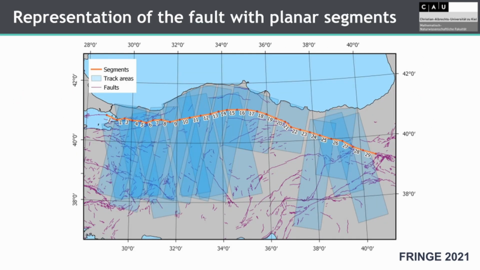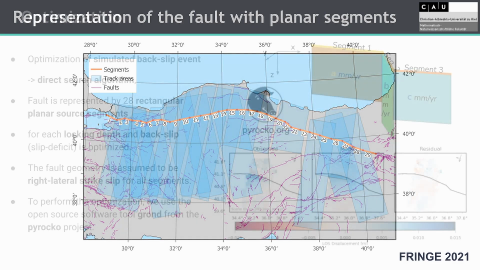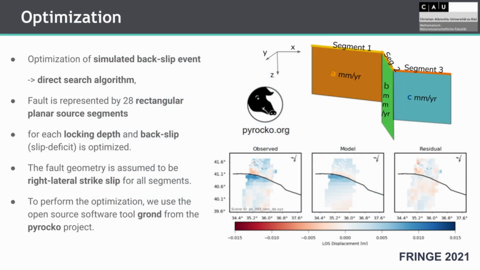In our optimization, the fault was represented by 28 rectangular planar source segments, for which each a locking depth and a backslip is optimized for. The fault geometry is assumed to be right lateral strike slip for all segments.